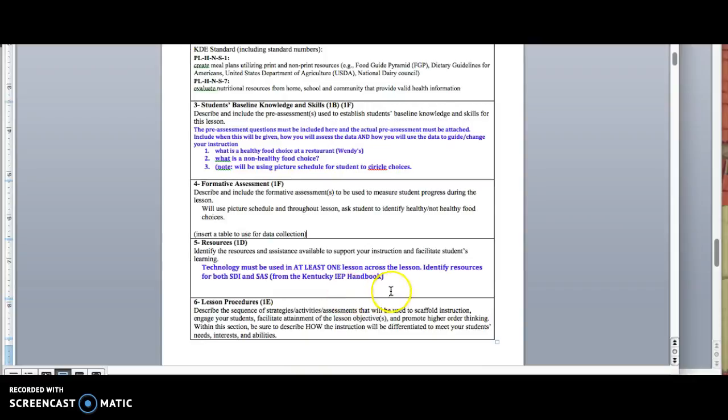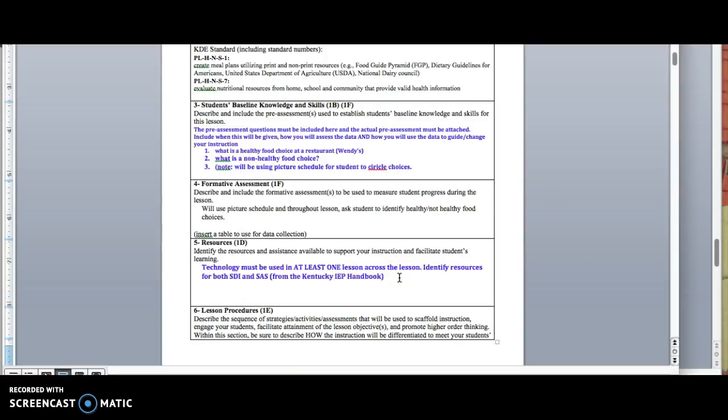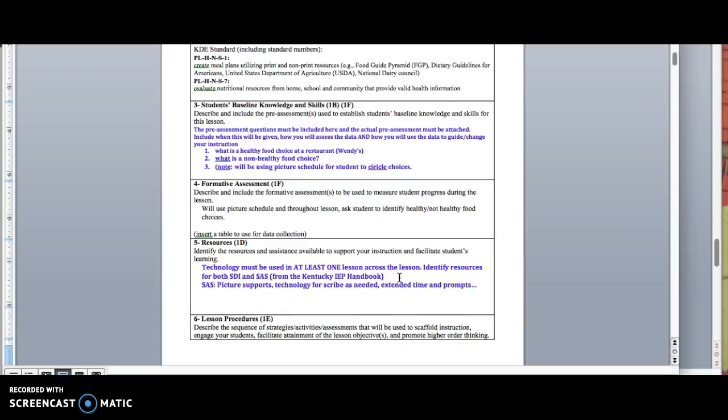For your resources, make sure that you're listing resources. You should be listing your supplementary aids and services would be picture supports, technology for scribe as needed, extended time and prompts, whatever your student needs. And then my resources that I'm using to prepare the lesson includes the KDE lesson plan handbook.